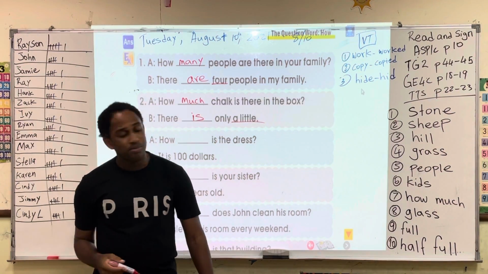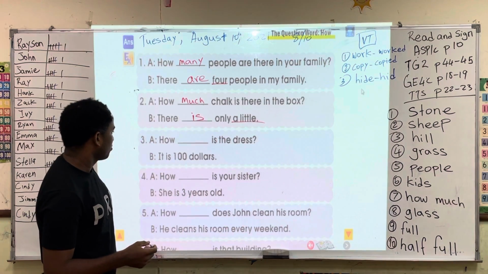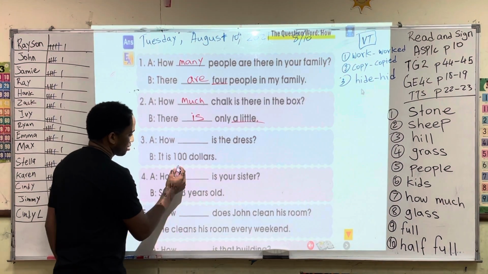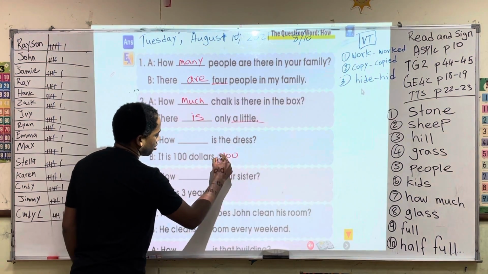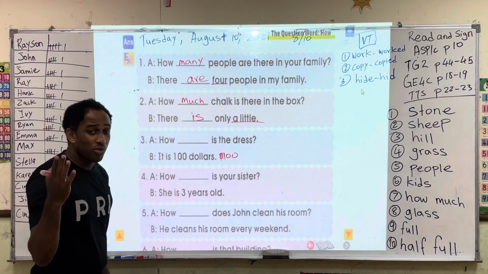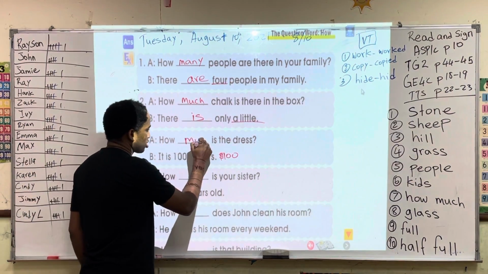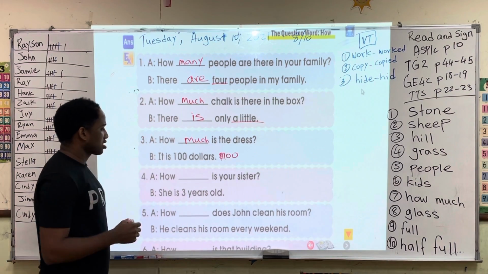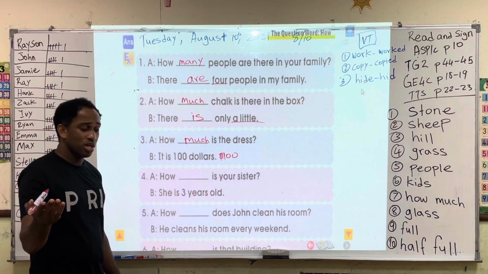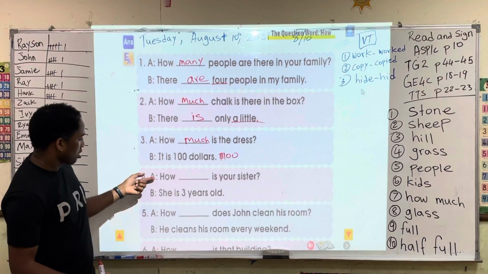Now we go to number 3. Price. You see $100. The price. So what do you use for price? Much. Very good. So how much? How much is the dress? It is $100.